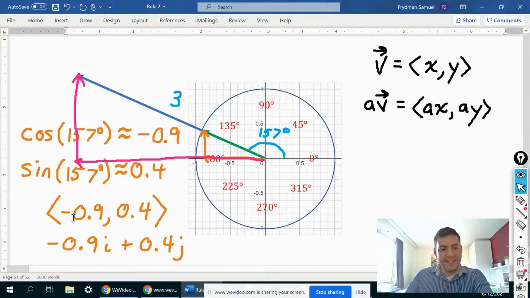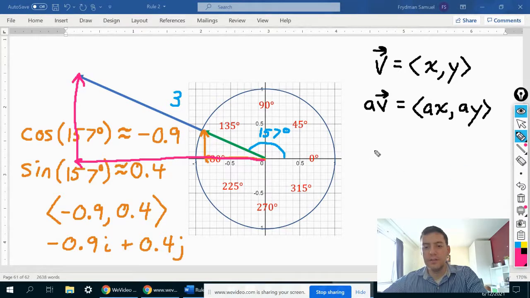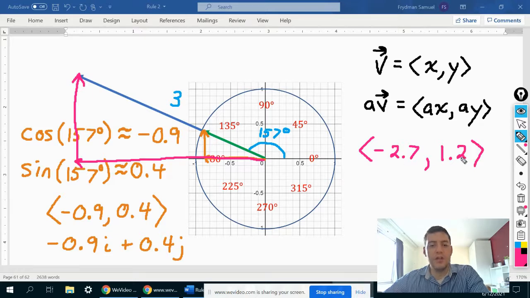So what is negative 0.9 times 3? That would be negative 2.7. And what is 0.4 times 3? That would be 1.2. So it's as simple as that. These would be the components of this vector.